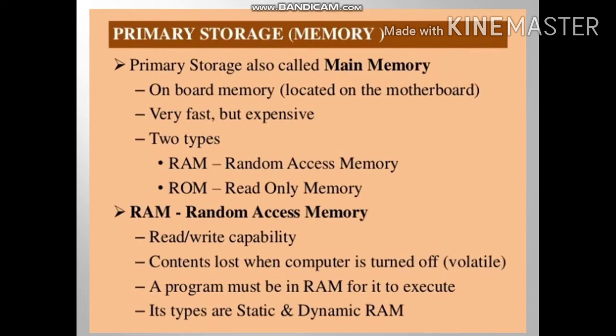Now after processing, it's stored in the memory. There are 2 types of memory: primary memory and secondary memory. Inside the primary memory there are 2 types of memory, a permanent memory and a temporary memory. Primary memory is also called the main memory, which is inside the CPU on the motherboard. Very fast but expensive. There are 2 types here, RAM and ROM. ROM is a permanent memory and RAM is a temporary memory.